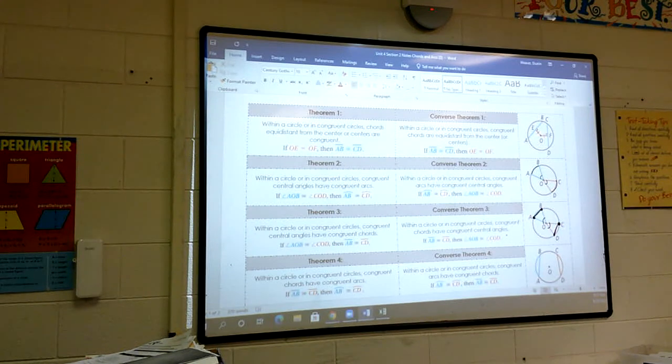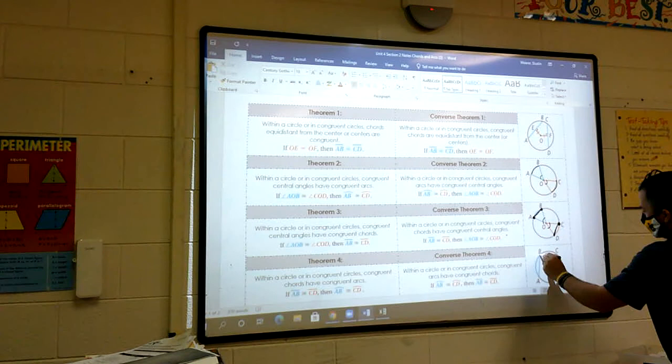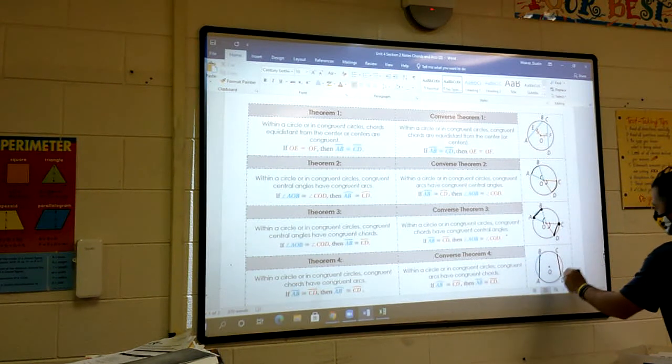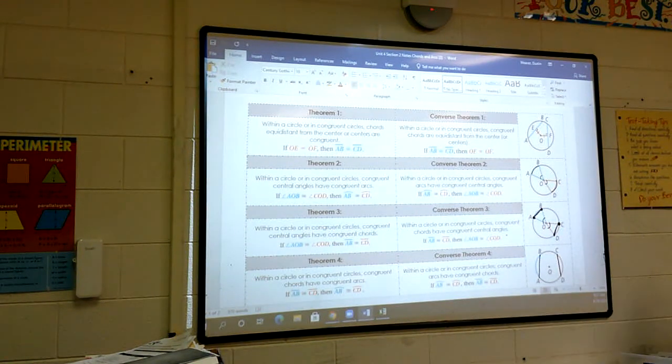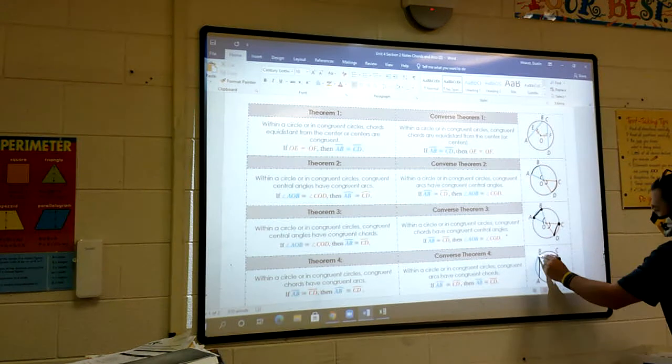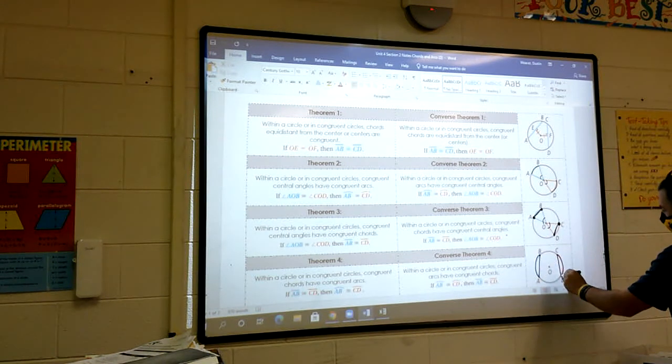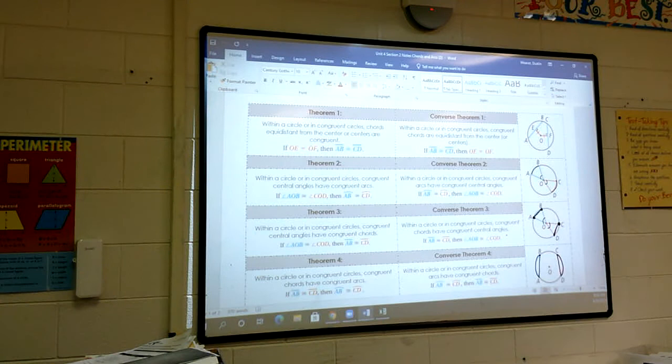And then lastly, Theorem 4, it says in a circle, if you have congruent chords, so if these two lines are exactly the same, then the arcs are exactly the same. Then this one and this one are equal. So if the chords are the same, the arcs beside them are the same.